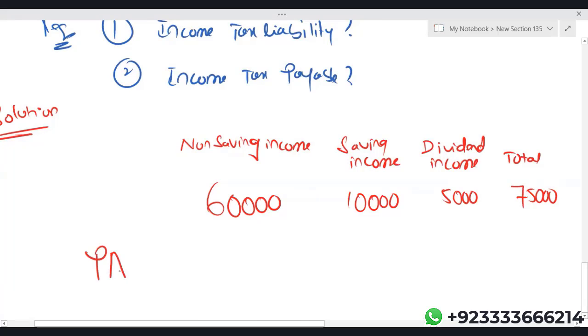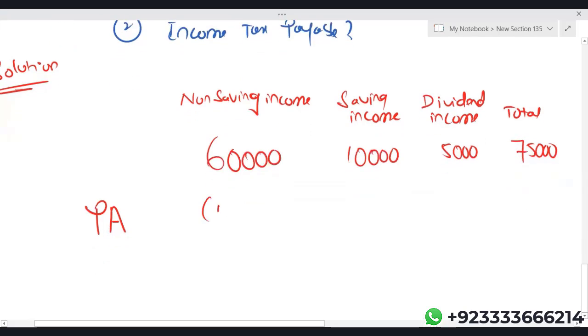Personal allowance. The normal sequence of allocating the personal allowance is first non-saving, second saving, and the last one is the dividend income. Personal allowance is 12,570.